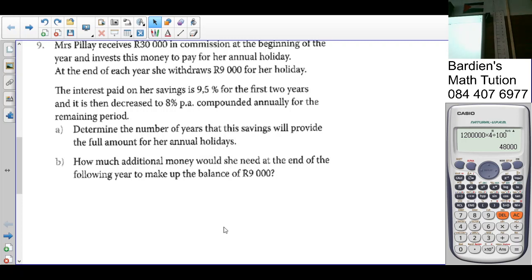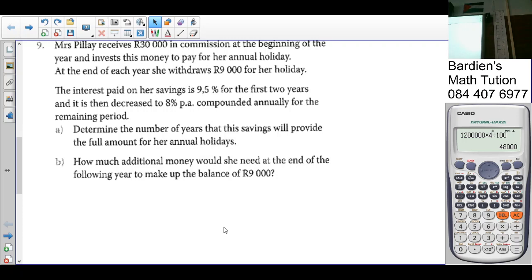Alright, so we are told that Mrs. Pillay received 30,000 in commission at the beginning of the year and invests the money to pay for an annual holiday. At the end of each year, she withdraws 9,000 rand for her holiday. The interest paid on the savings is 9.5% for the first 2 years. So again, a timeline is being set up here. And it then decreases to 8% per annum, compounded annually for the remaining period. So the interest rate dropped here.